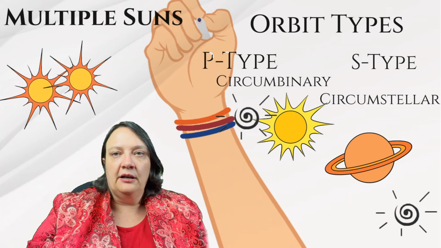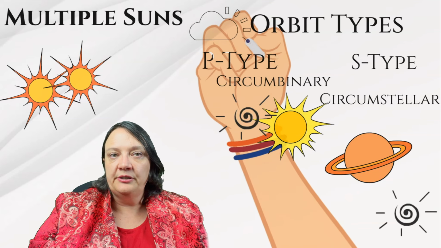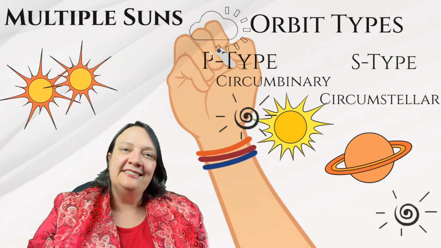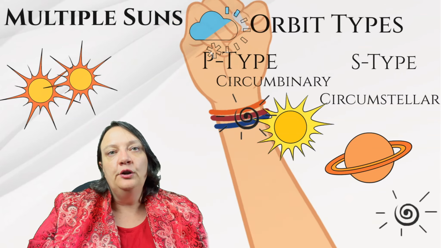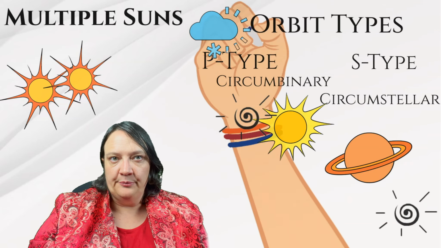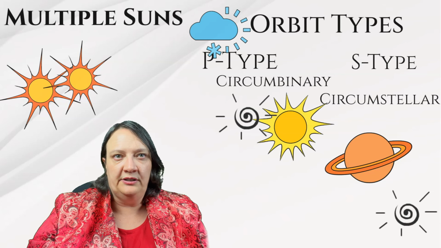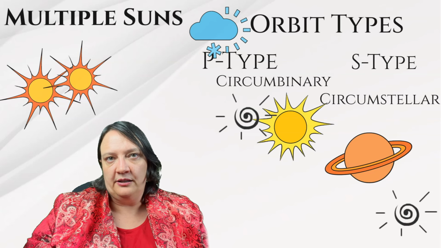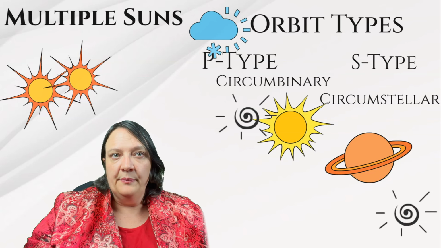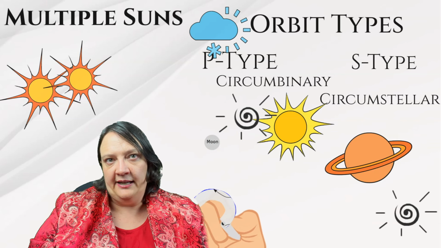So let's talk about climate and tides first. In an S-type orbit, the primary star determines the planet's overall climate, while the secondary star causes variations in temperatures and weather patterns. During periods when both stars are visible in the sky, the planet may experience increased temperatures and much more intense solar radiation. Conversely, when the secondary star is on the opposite side of the primary star, the planet may experience slightly cooler temperatures.